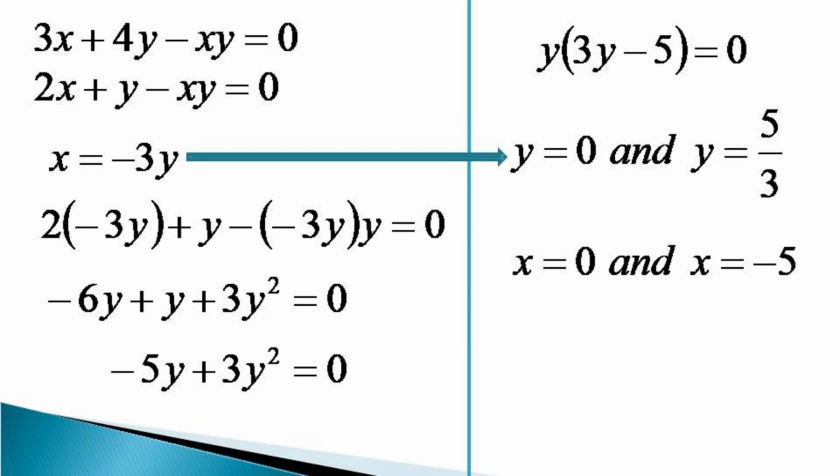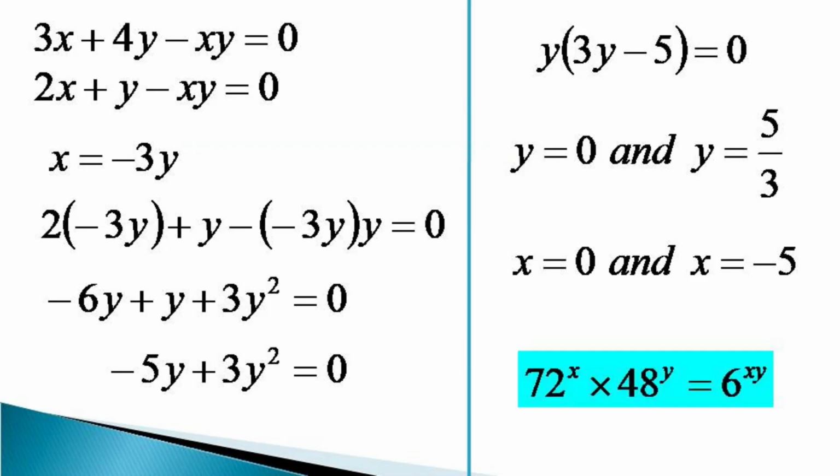And here we can observe that both these solutions are rational numbers. It can be verified using the original equation that the values y is equal to 0, x is equal to 0, and y is equal to 5/3 and x is equal to −5 satisfy the given equation, and hence these two are the rational solutions of the given equation.